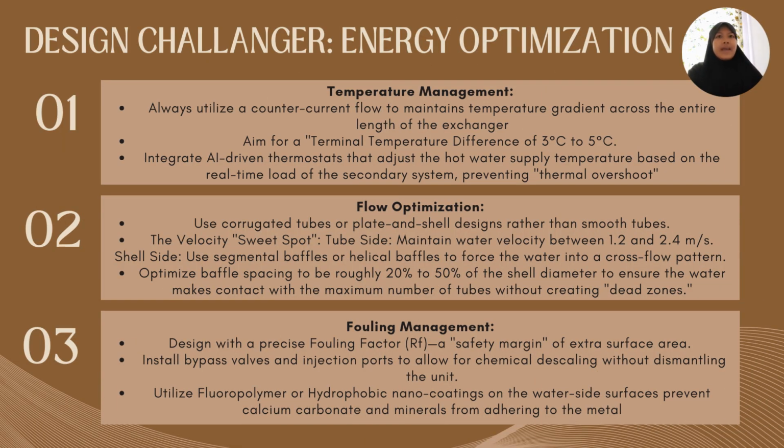To optimize energy, we focus on 3 areas. The first, temperature, utilizing an AI-driven thermostat to prevent thermal overshoot. Second, flow, maintaining a tube side water velocity sweet spot between 1.2 and 2.4 meters per second to prevent fouling while ensuring high heat transfer. Lastly, fouling, we integrate a precise fouling factor as a safety margin and suggest nano coating on water side surface to prevent mineral build-up.